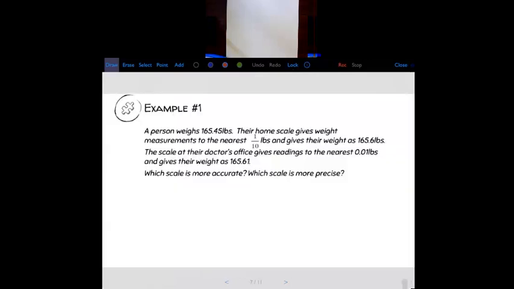Let's take a look at this example. It says a person weighs 165.45 pounds. The home scale gives their weight measured to the nearest 1/10 of a pound, and it gives their weight as 165.6 pounds. The scale at the doctor's office gives readings measured to the nearest 0.01 pounds, and it gives their weight as 165.61. So which of these scales is more accurate, and which of these scales is more precise?